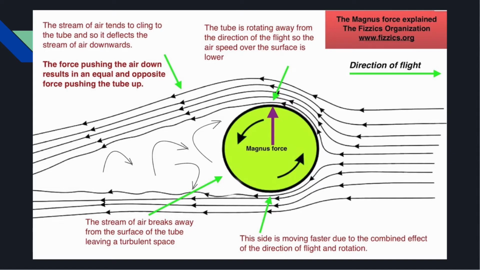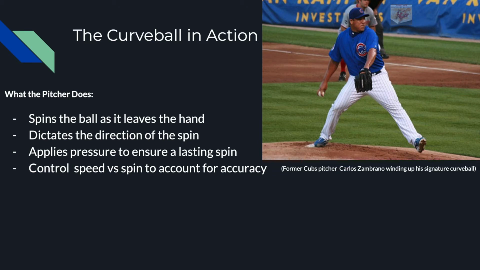Here's a picture of the Magnus force of a fastball, as the disturbance on the underside of the ball pushes it upward. Now we're going to look at the curveball in action, and we're going to start with the pitcher's perspective. In baseball, a pitcher is able to control the curve of a pitch by putting spin on the ball as the ball leaves his hand.